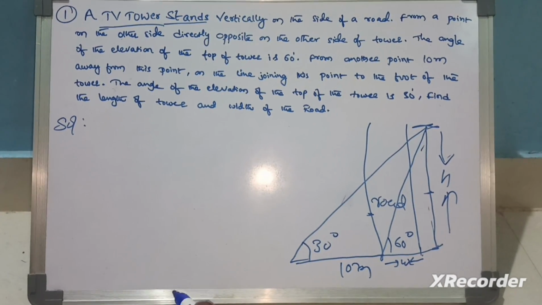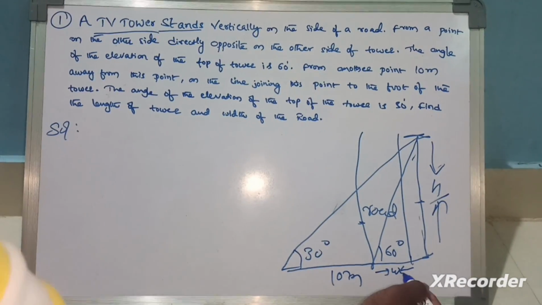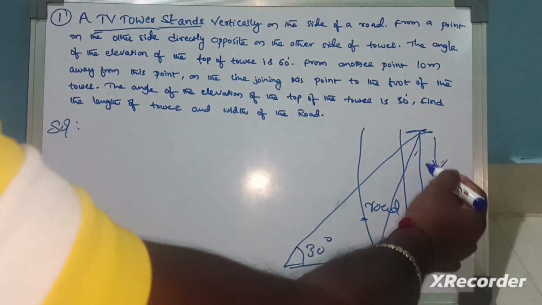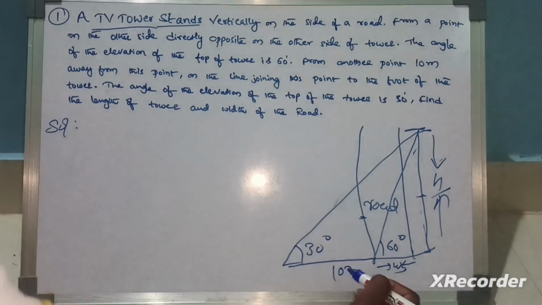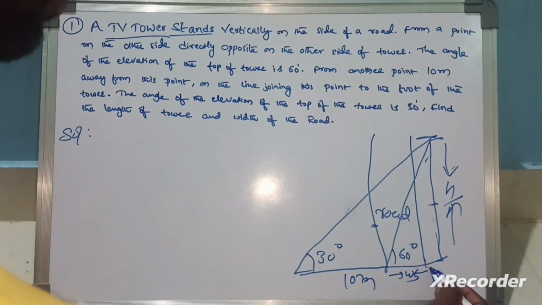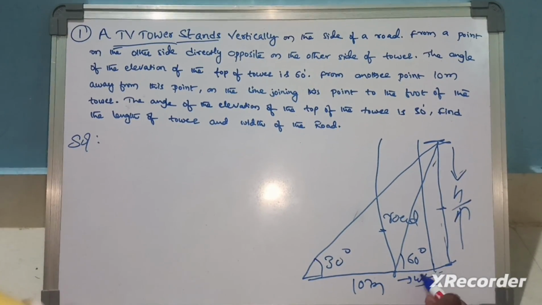Okay, what is my intention? I need to find the height of the tower as well as the width of the road. So to find this height, what I do, okay, here it is given 10. So let's say this is 10. Okay, sorry, this is the width.